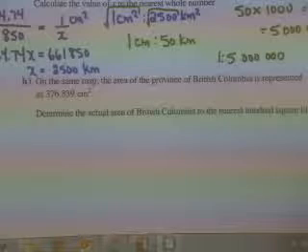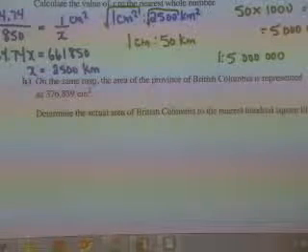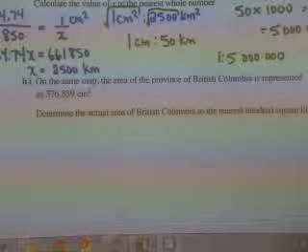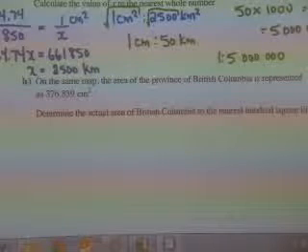On the same map, the area of the province of BC is represented as 376.839 square centimeters. Determine the actual area of BC to the nearest 100 square kilometers. So I'm going to give you a couple minutes. I want you to try to do this on your own.